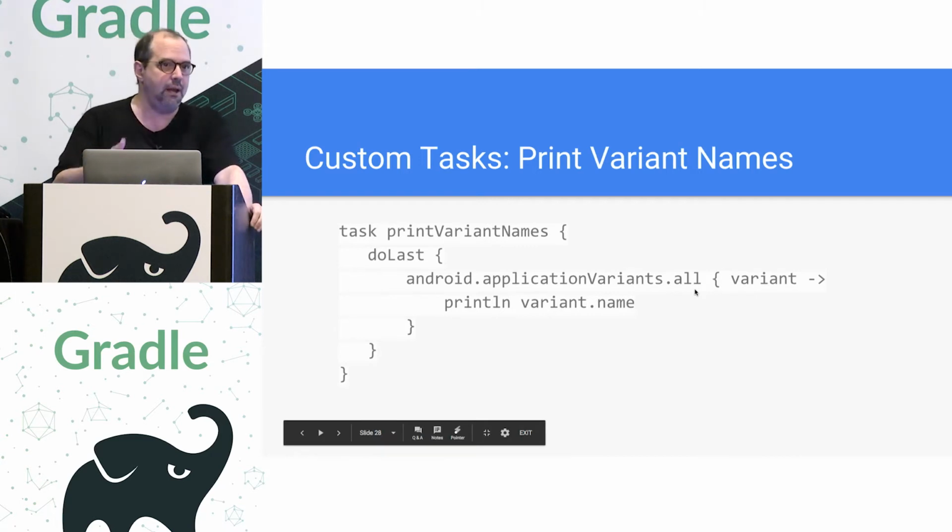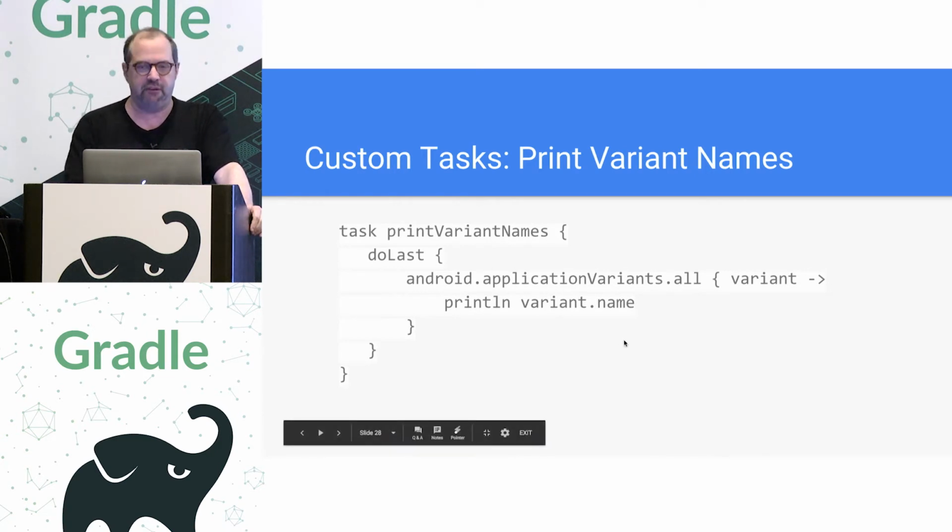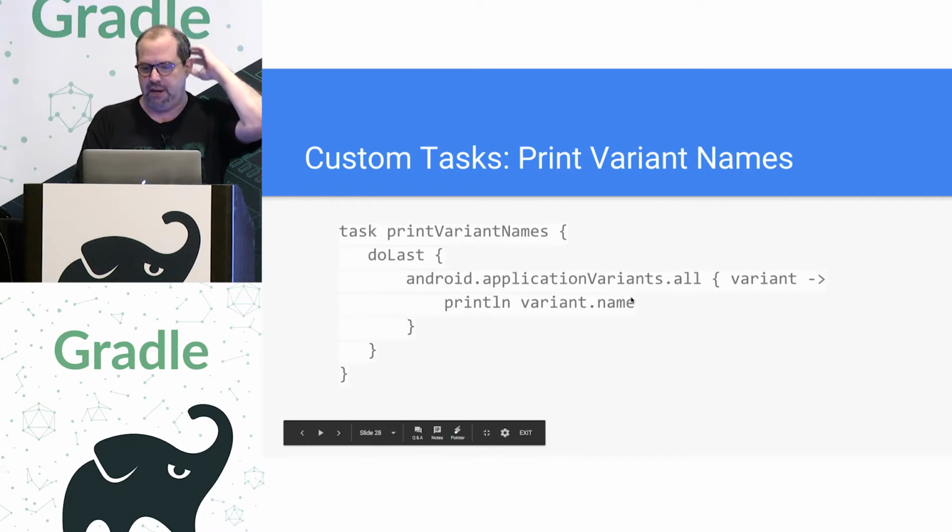Now, this is in the API. It's not real well documented, but it's a part of every variant-based Android script you're ever going to see. So in this case, I put in a doLast. I didn't make a custom task out of this. I'm simply going to print all the variant names, android.applicationVariants.all, and I'll simply print the names on that.